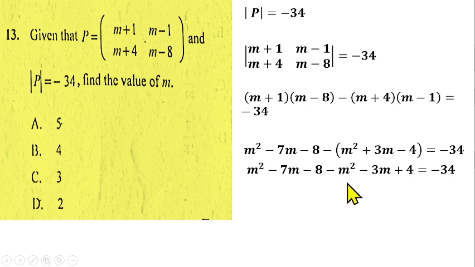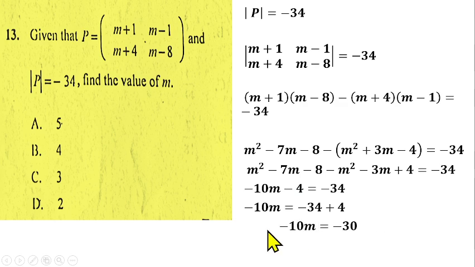So m squared will take care of m squared. Then you have minus 7m minus 3m, that gives us minus 10m. Minus 8 plus 4 gives us minus 4 equals to minus 34. Take this minus 4 to this side, we have minus 10m equals to minus 34 plus 4. That should give us minus 10m equals to minus 30. Divide both sides by minus 10, m will be equals to 3, which is option C for question number 13. So that's the solution for question number 13 as well.